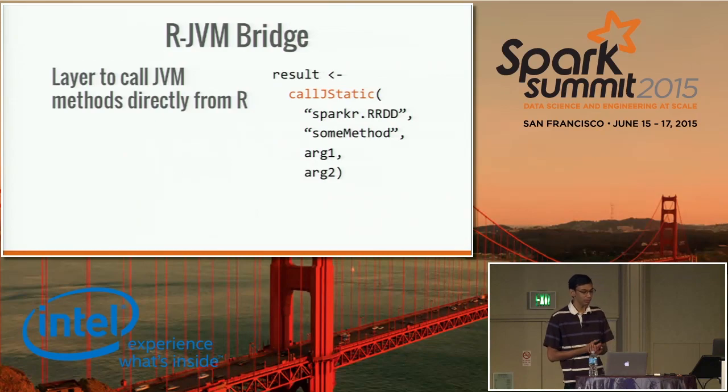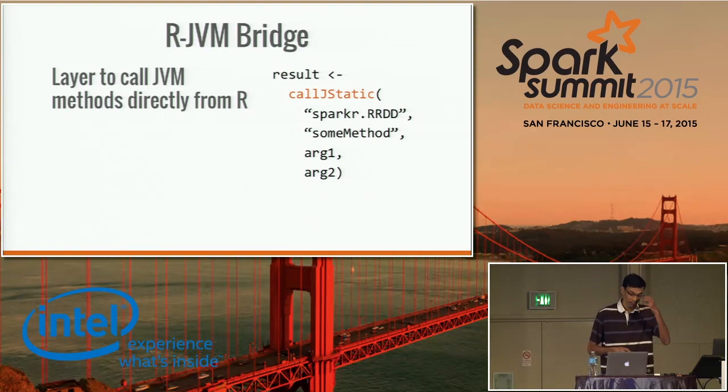So to go into a little bit more detail, what does this R-JVM bridge do? The R-JVM bridge exposes a layer so that you can call JVM functions by using an R function that we have defined. For example, if you have a static method called sum method in a class called RRDD, we have a high-level wrapper around it that lets you call this method directly from R and pass in any arguments that you want to pass into this method.